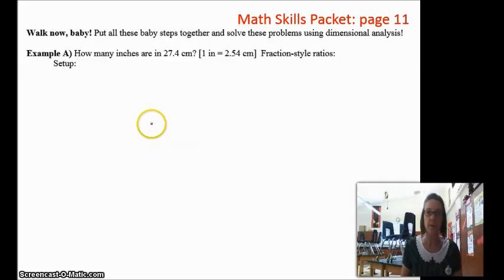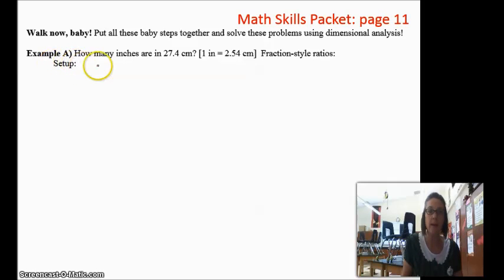This video is going to show you how to use dimensional analysis to solve problems in chemistry. This is on page 11 of your math skills packet, and it says, "Walk now, baby." We're going to put all these baby steps together and solve problems using dimensional analysis. I have two examples I'm going to work out for you and point out how all the baby steps are going to come together here.